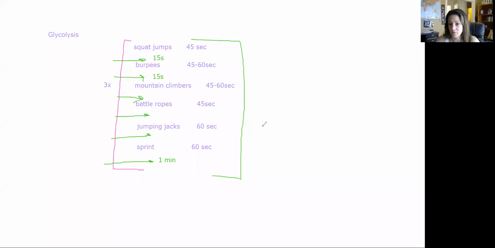You could do a structure of a pyramid, and this could be by time or reps as well. You do one exercise here, 30 seconds, rest 30 seconds, do a different exercise here, 45 seconds, rest 30 seconds, do an exercise here, 60 seconds, rest, come back down to 45, come back down to 30.